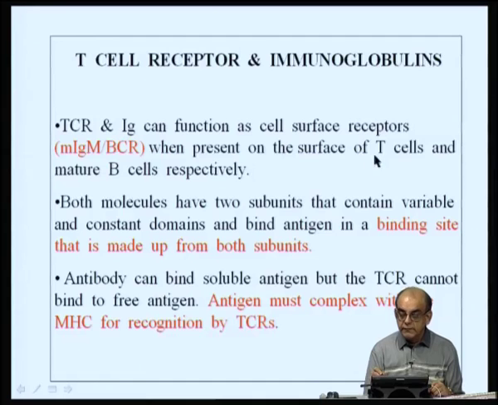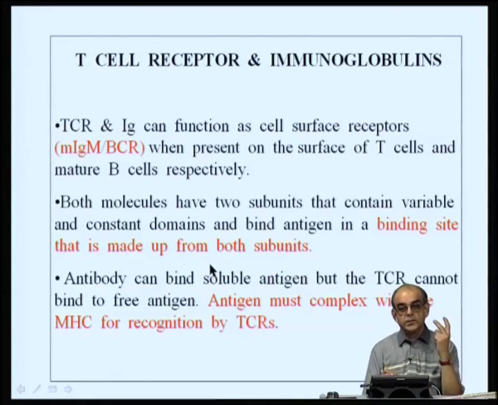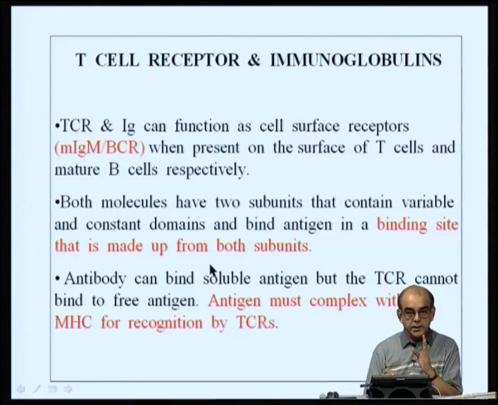So, these are present on the surface of mature T cells as well as mature B cells. Both the molecules have two subunits that contain variable and constant domains. They also bind antigen, and there is a binding site that is made up of both the subunits. Now, the immunoglobulin molecule is actually a dimer of dimers. Each dimer has a heavy chain and a light chain, and two heavy chains and two light chains come together to form two binding sites. Therefore, immunoglobulin molecules are divalent.